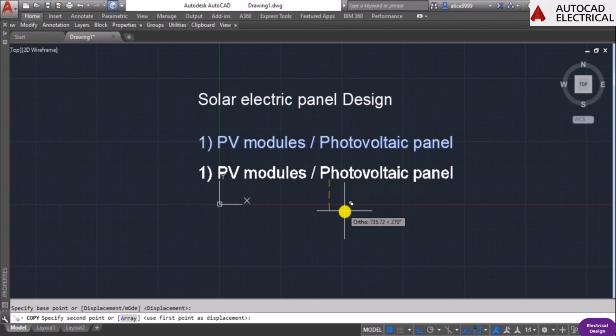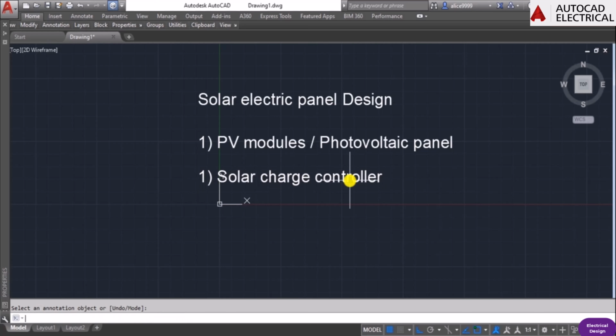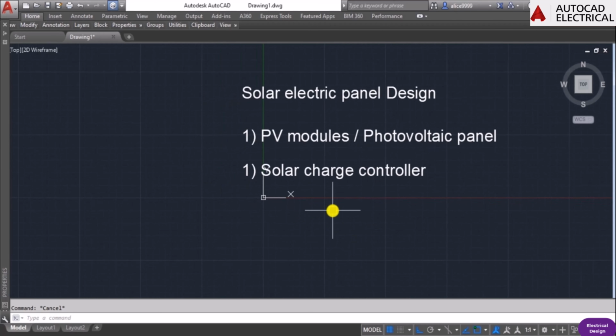The next important part for the solar electric panel is the solar charge controller. The solar charge controller regulates the voltage and current coming from the PV panels going to the battery, prevents battery overcharging and prolongs the battery life. That's why we require the solar charge controller.